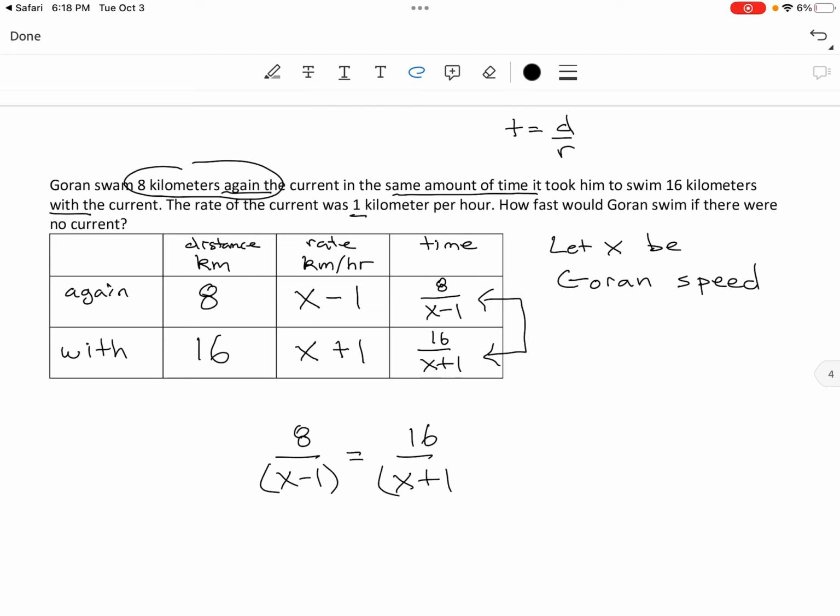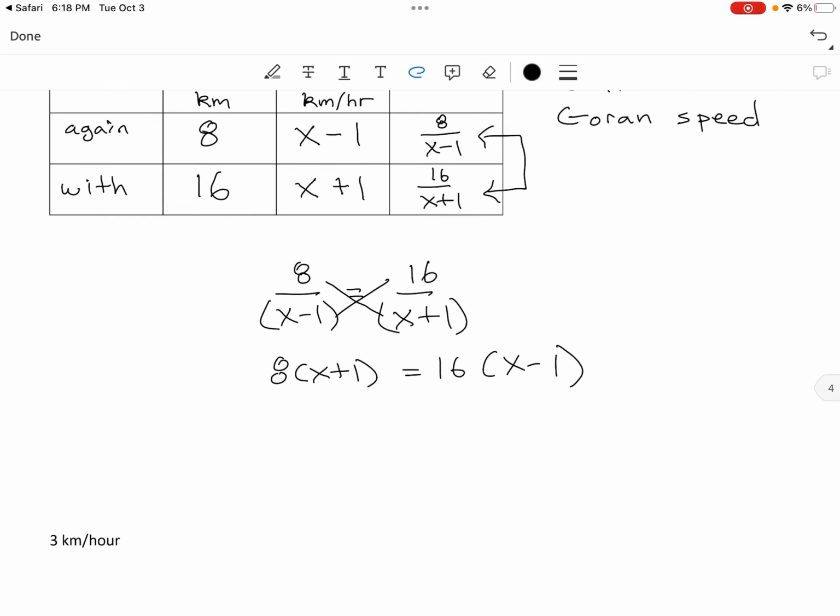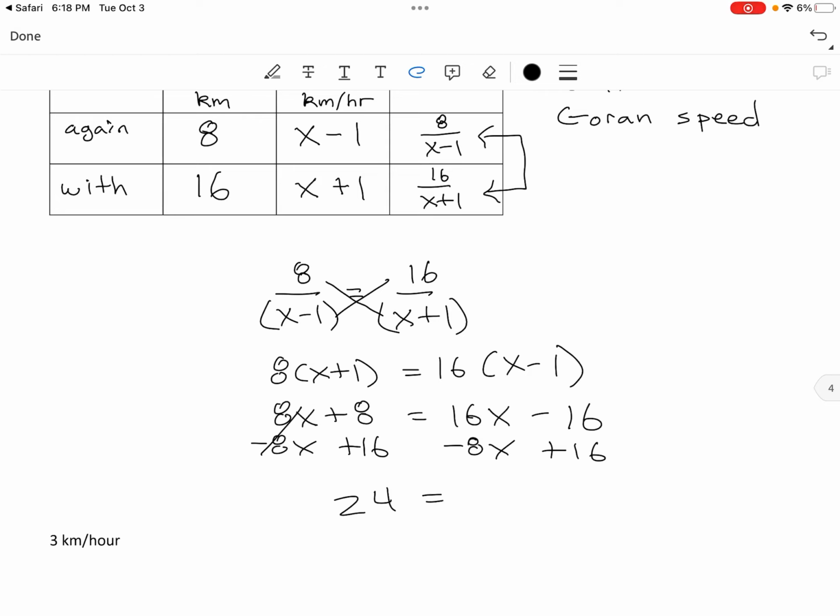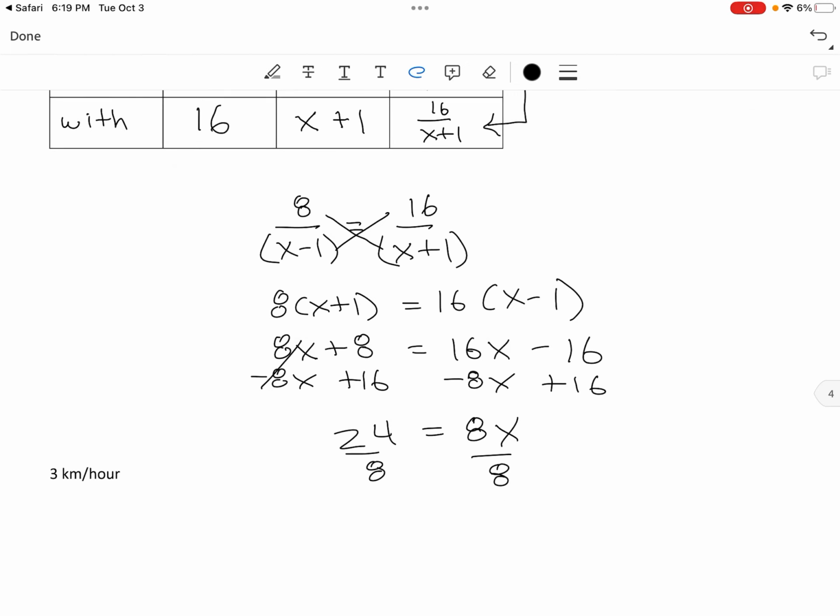Now we can cross multiply. So we'll have 8 times the x plus 1 and the 16 times the x minus 1. Again, this should lead to 3 kilometers per hour. Let's do our distribution. Let's get our terms together. Minus 8x, minus 8x. Let's add our 16 while we're at it. So we get 24 is equal to 8x, and then divide by 8, divide by 8, and we get x is equal to 3.